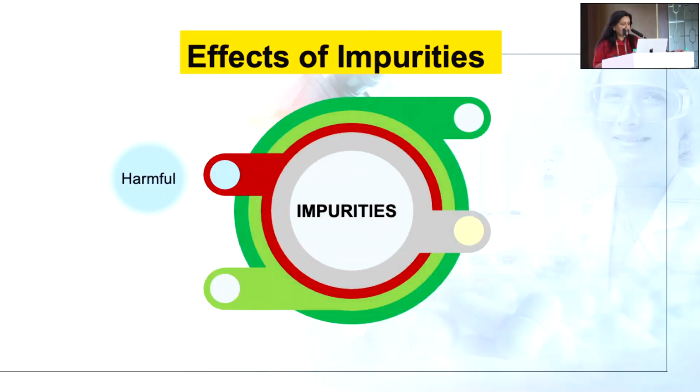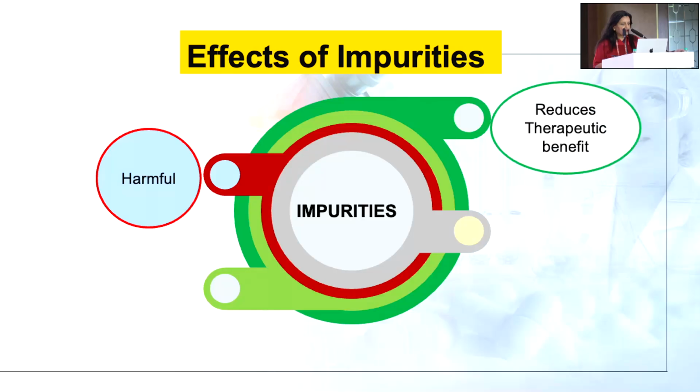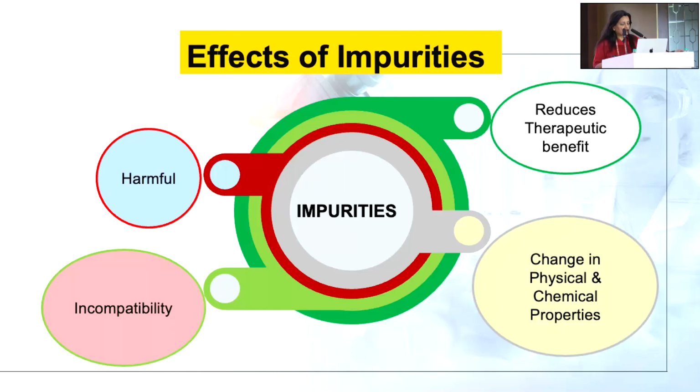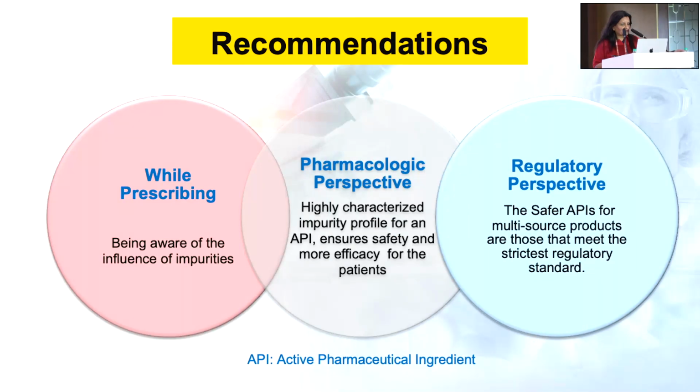Then there can be effect of impurities, because these impurities can be harmful. They can reduce therapeutic benefit. They may be incompatible, and they can also change the physical and the chemical properties of the drug. So the recommendations are that while prescribing, one should be aware of the influence of the impurities. Then the pharmacologic perspective should be there, and it should be highly characterized impurity profile for an API which ensures safety and more efficacy for the patients. And then you have a regulatory perspective to it. That means the safer APIs for multi-source products are those that meet the strictest of the regulatory standard.